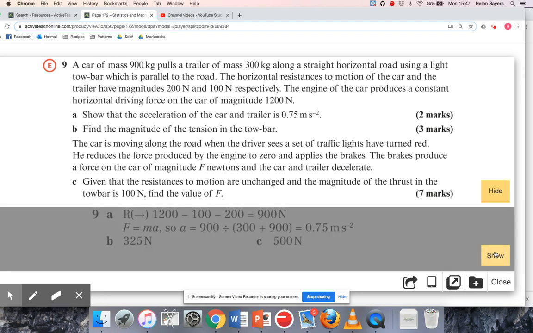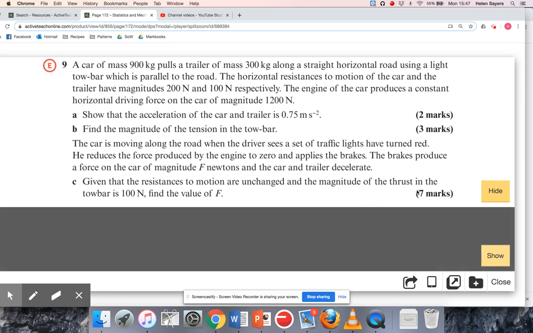Okay, cool. Right, so part C, so 7 marks. So this is an exam style question. So 7 marks means there's going to be quite a bit to think about. Okay, so let's draw the car and the trailer now together. Right, so the car is moving along the road when the driver sees a set of traffic lights turned red. He reduces the force produced by the engine to 0.